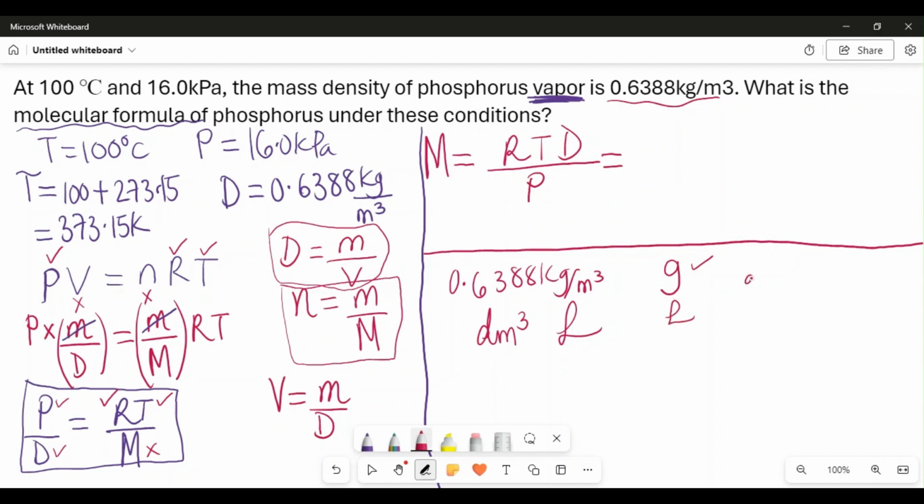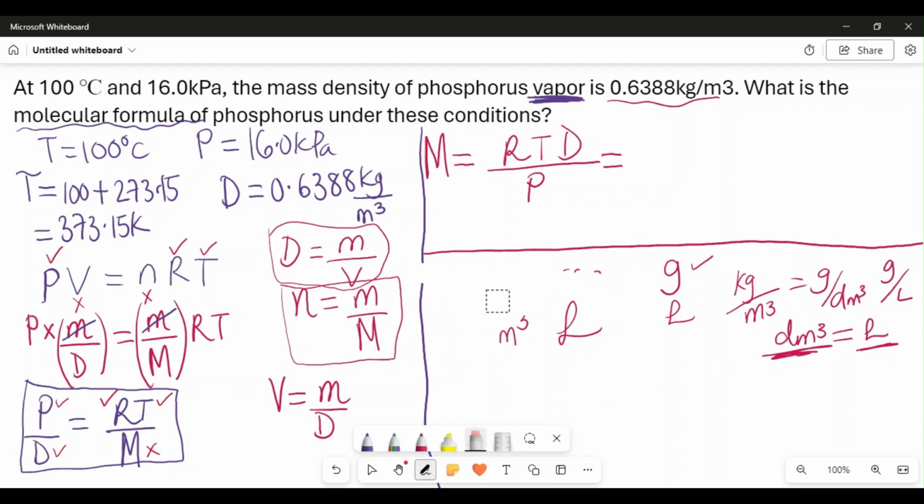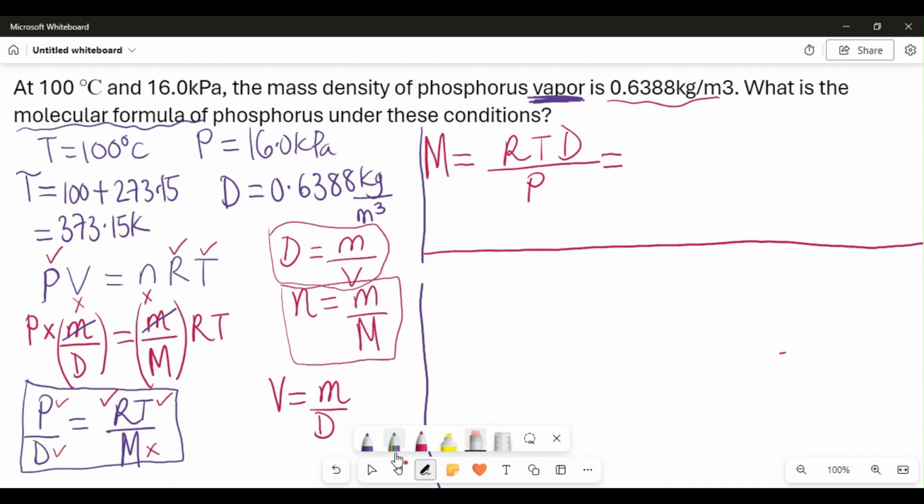So we're trying to go from kilogram per meter cubed to gram per dm cubed, or gram per liter, because dm cubed is the same thing as liter. The only difference is dm cubed is used in the UK, liters is used in the US. When you're dealing with students in the British curriculum, they're going to use more dm cubed. If you're dealing with students in the American curriculum, you're going to be dealing with liters. That is literally all. So now we're going from kilogram per meter cubed to gram per liter.